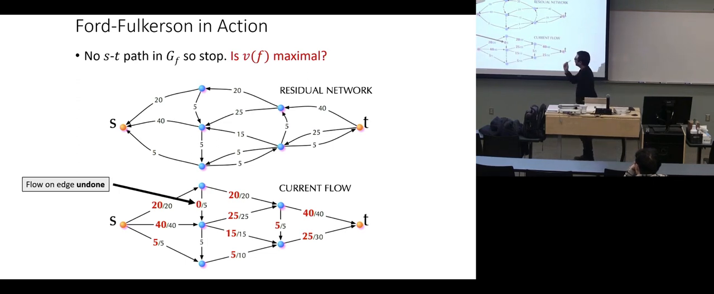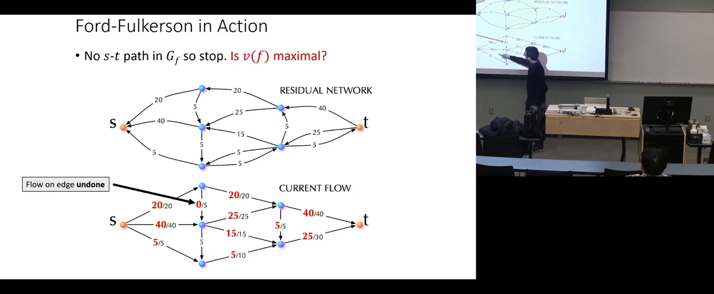At least from this example, I want to argue that the flow must be maximum. You cannot augment more flow. You cannot increase the value of the flow. Do you see at least some argument why that is the case in this example? How come you cannot augment any more flow? You've already used the maximum of all edges going from S.